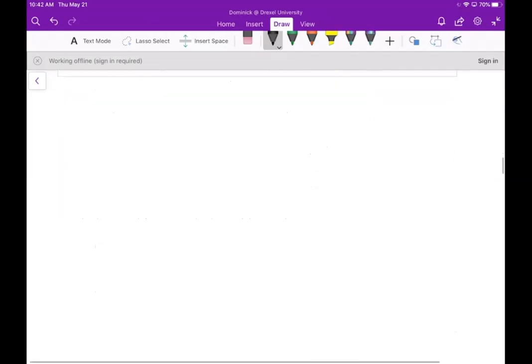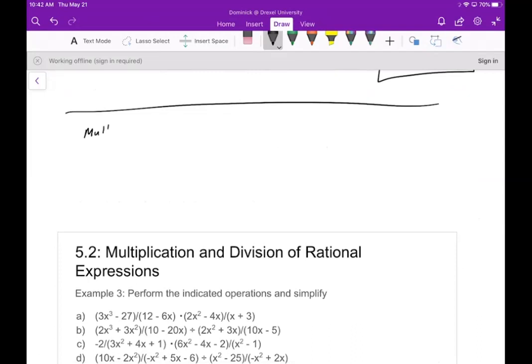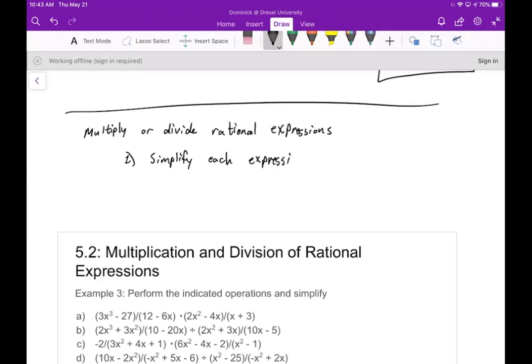Okay, now one thing that's not in here that I do want to mention before we do these next bit of examples is that when you multiply or divide rational expressions, first, before you do anything, you want to simplify each expression. All right, so you want to factor. So what do we mean by that? We mean you want to factor everything and cancel as much as possible. Right? Then you multiply or divide. And then you're going to simplify again.